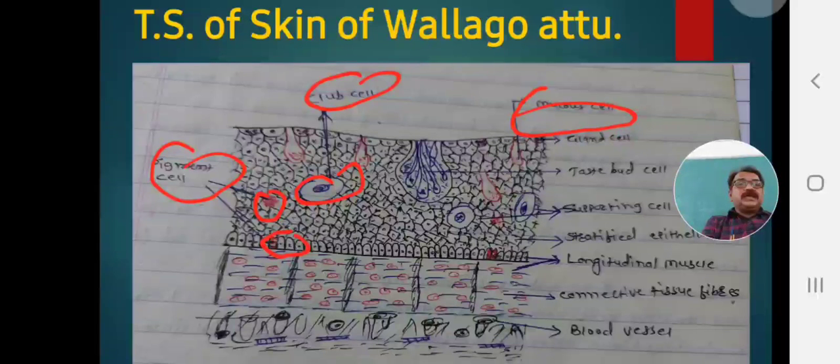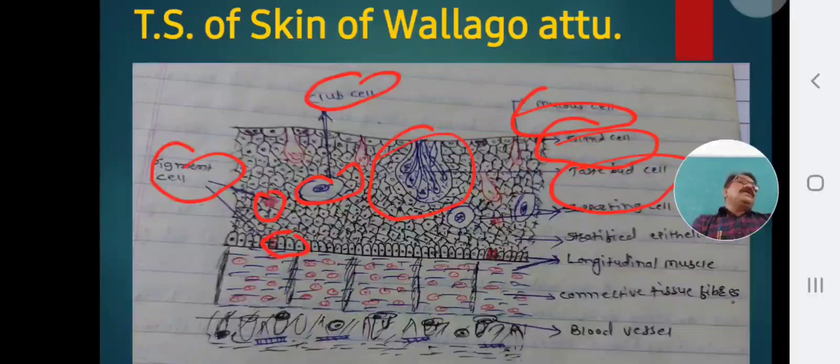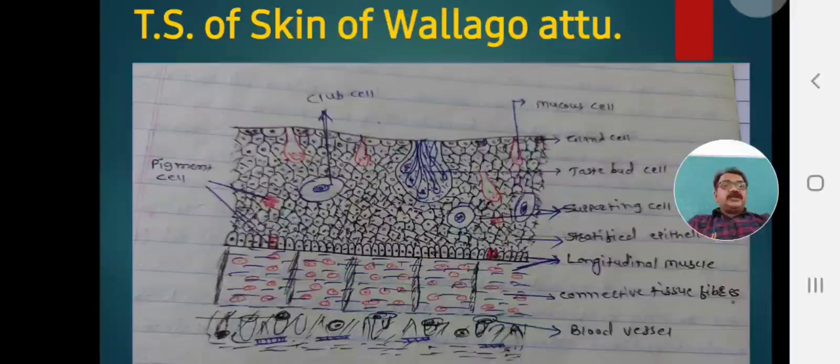Then these are the gland cells, and these are the supporting cells, also called taste bud cells. Taste bud cells are for taste sensation, to sense the taste of water. Two types of cells are present in the taste bud: supporting cells and sensory cells. These are the supporting cells of the stratified epithelium. This layer is the longitudinal basement membrane layer, or the longitudinal barrel shaped cell layer, found in this epidermis.